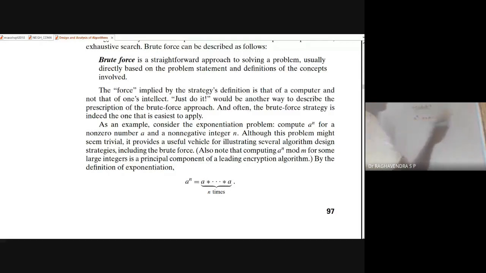So on up to a, you can represent this as a polynomial of degree n. This is a polynomial of degree n. It can be represented as the product of all the terms, n times. This is also one of the examples of the brute force approach.